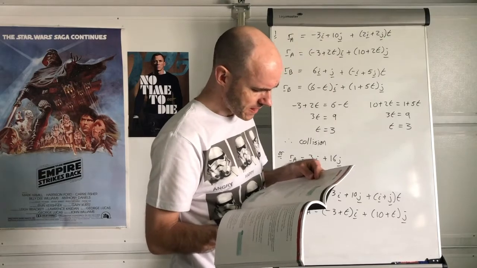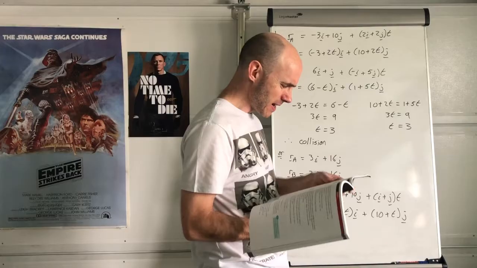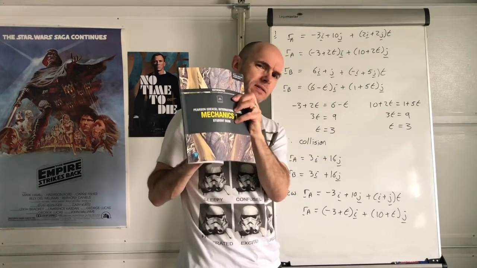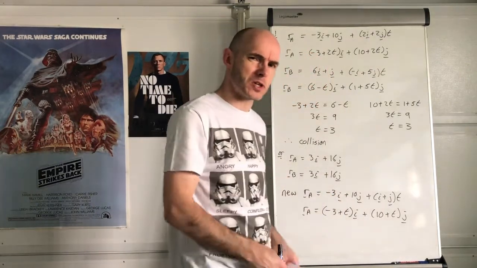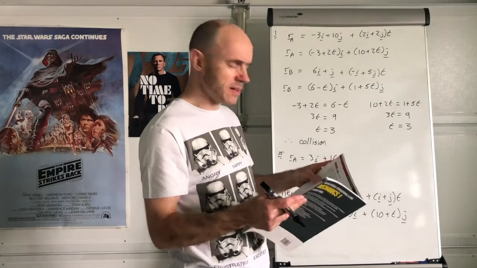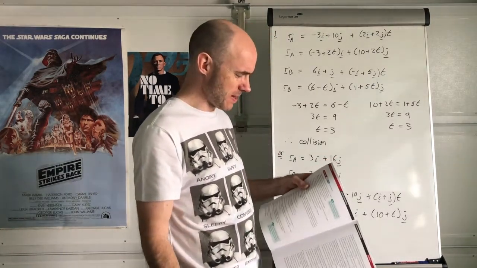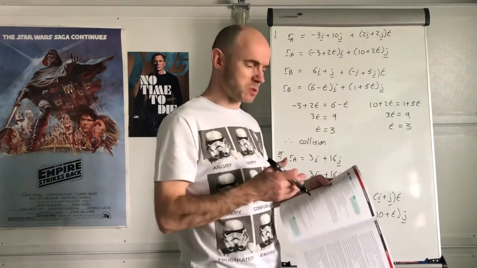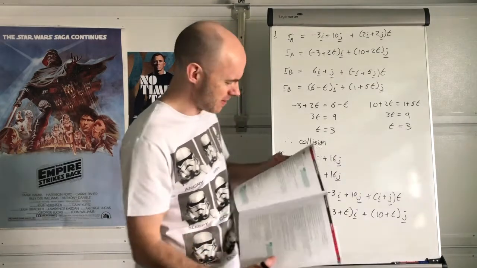It says, given that A obeys this order, good job really, isn't it? And maintains this new constant velocity, find an expression for the vector AB. Now, if you've looked at the answer in the back of the book, the answer it gives you is this. So that probably means there's a misprint in the question. It probably means that in part b they wanted you to find the new position vector of A. But since the question was printed as find an expression for the vector AB, let's just do that.